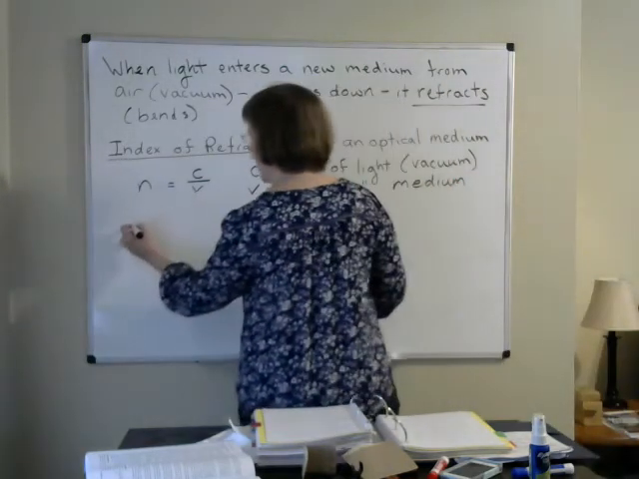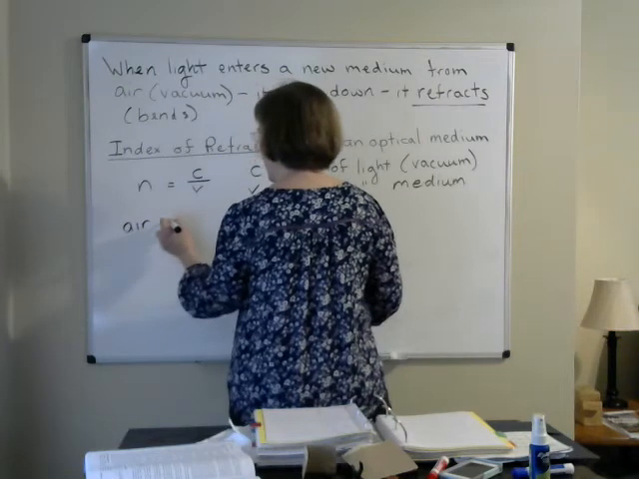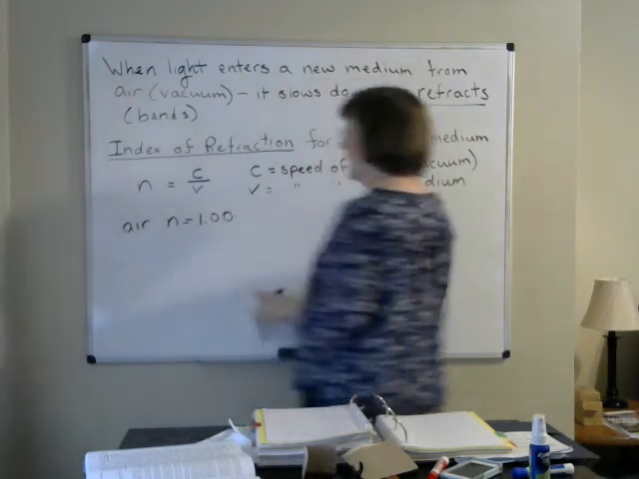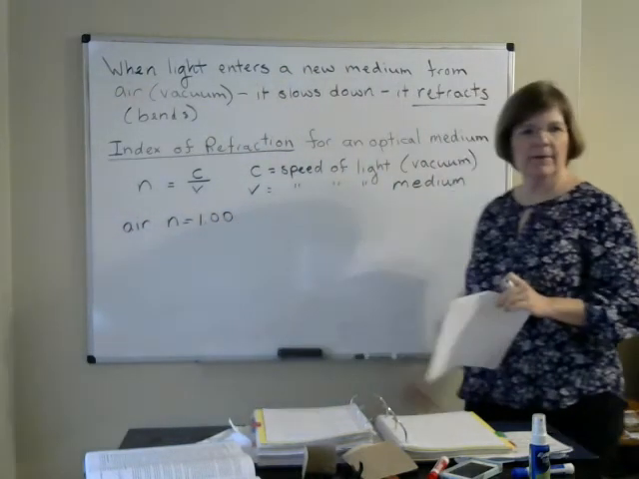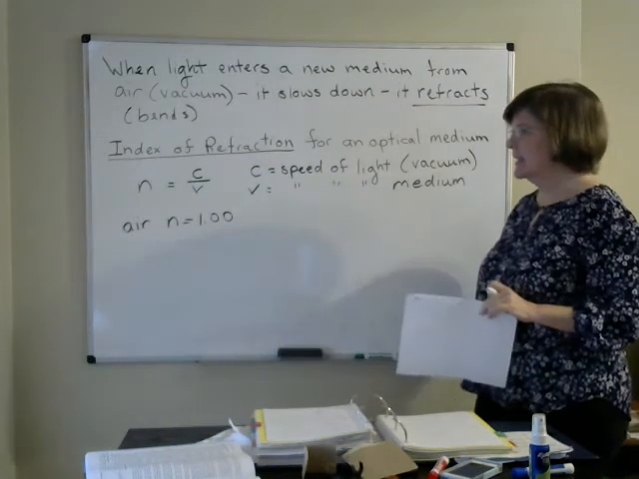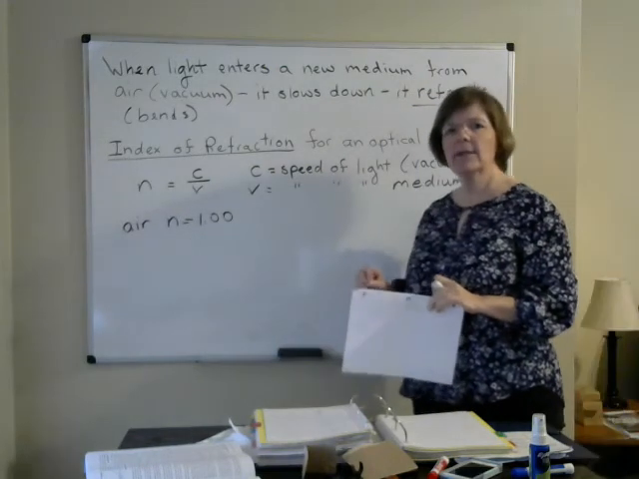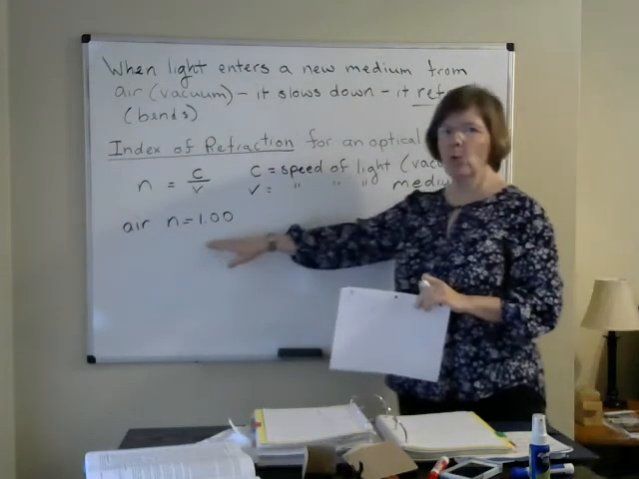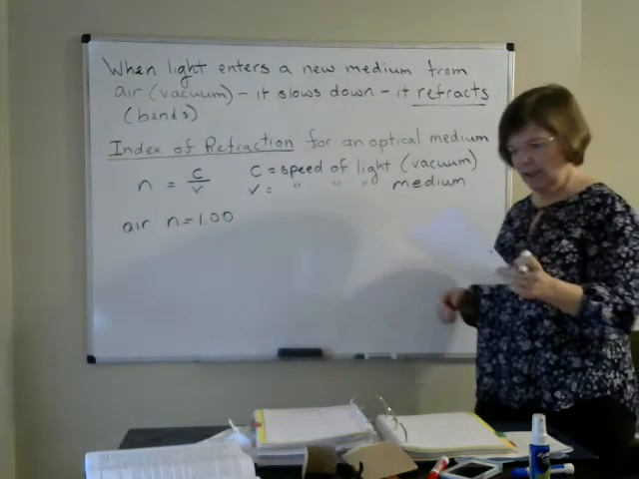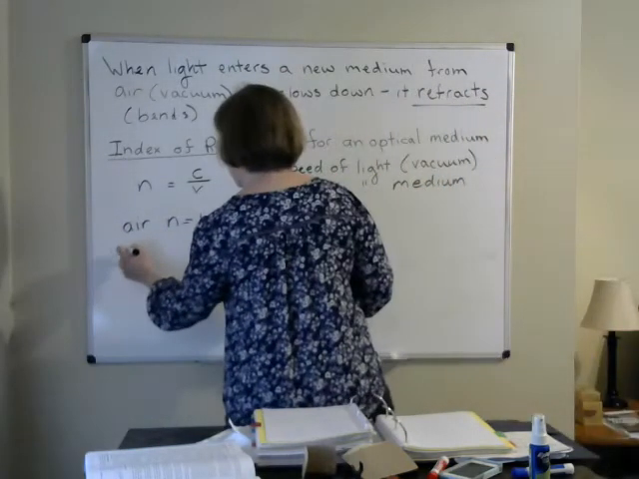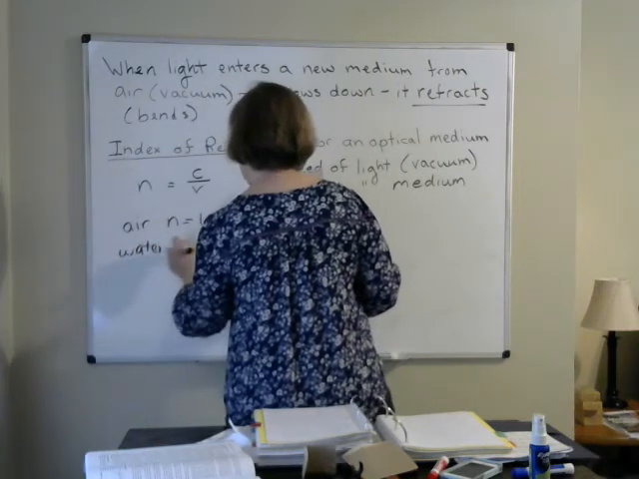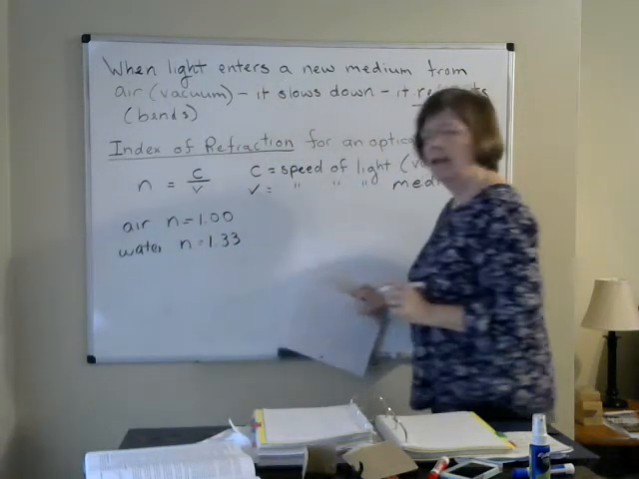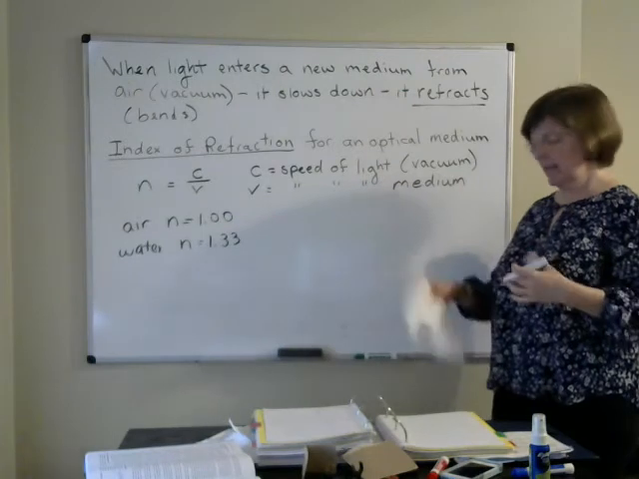Here's a list of some common values. Air has an index of refraction of 1.00. If we went out a little bit farther, it would have another digit or two eventually. So it's a tiny bit slower in air, but not enough that our index of refraction is anything more than just 1 to 3 significant digits. Now, if we're looking at water, our index of refraction is going to be 1.33. So light slows down substantially in water.